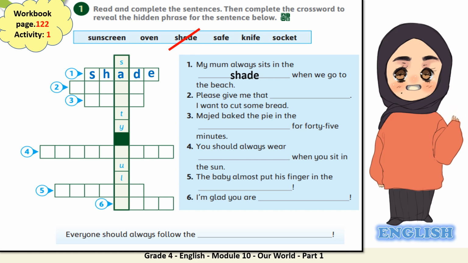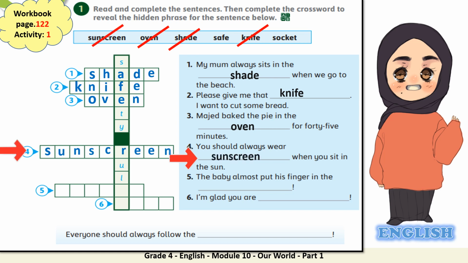Let's start with number 2. Please give me the blank. I want to cut some bread. What do you use to cut? It's a knife. Let's write it over there. 3. Majid baked the pie in the blank. Where do you bake? Oven for 45 minutes. Let's write it in the crosswords. 4. You should always wear blank when you sit in the sun. What do you wear? Sunscreen. Great job. 5. The baby almost put his finger in the blank. Of course, it's socket, and it's dangerous.